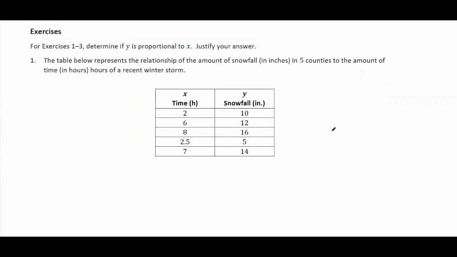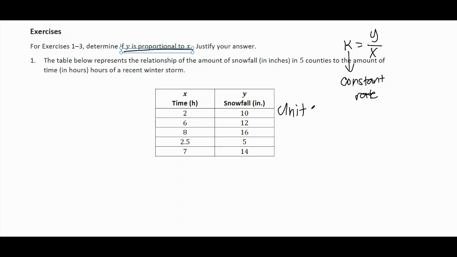Okay, next one. The table below represents a relationship of the amount of snowfall in inches in 5 counties to the amount of time in hours of a recent winter storm. So let us identify if y is proportional to x. Now for this one, we have a formula that we're going to use from now on. So k is equal to y over x, where k is the constant rate. Basically, you're telling me how much each one is per unit given. So usually the first value in the table is the x, and the second value is the y.